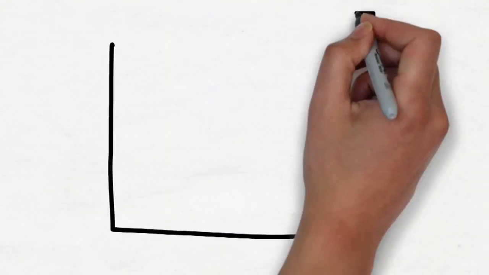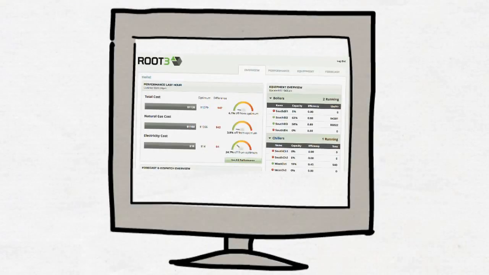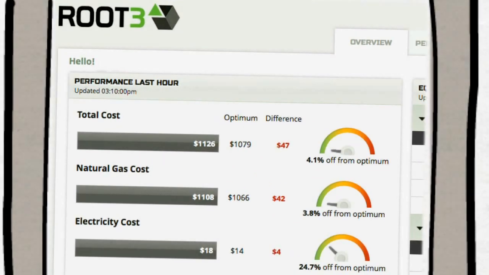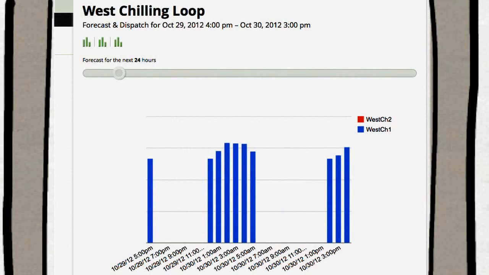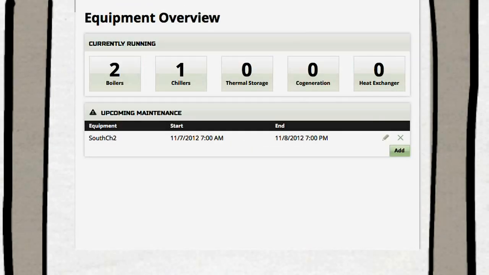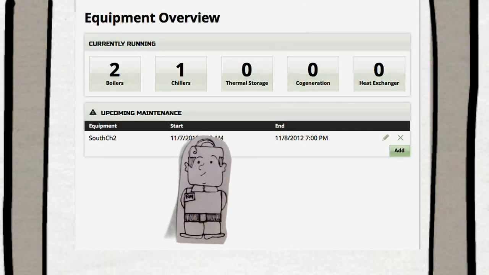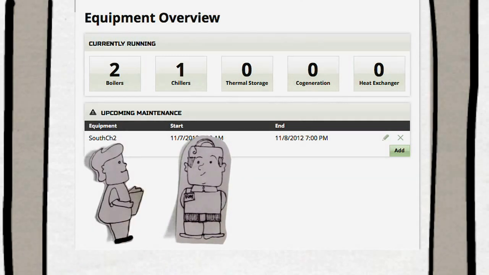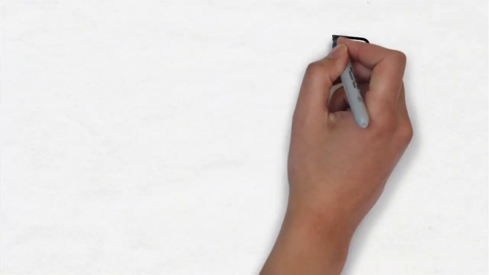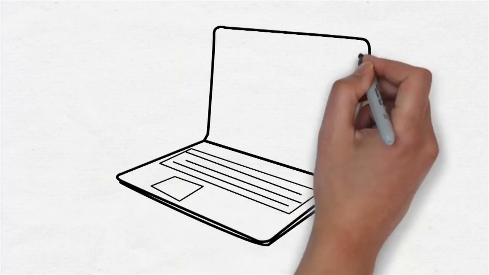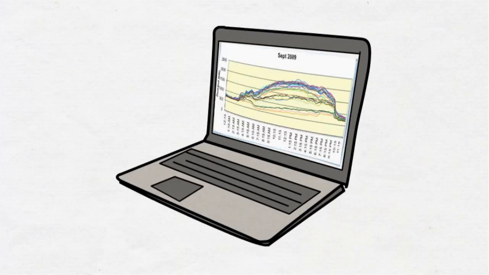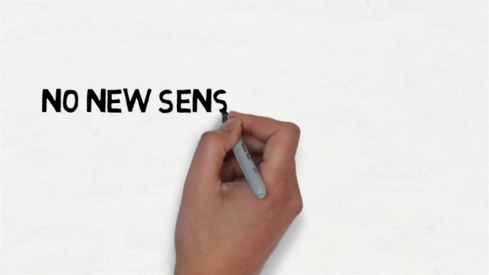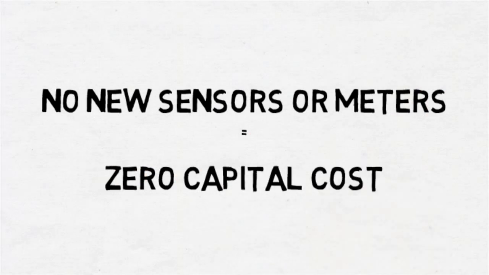Root3 has developed a web-based software that gives the central energy plant engineer a tool that can tell Ray exactly how much energy to generate, when to generate it, and what equipment to do it from. This information can be accessed by Ray, his operators team, and anyone else who would like to see it. All Root3 needs to make the software work is one spreadsheet with historical data and one real-time data stream. No new sensors or meters. This means zero capital cost.